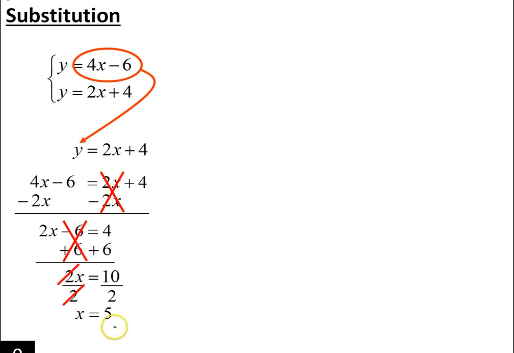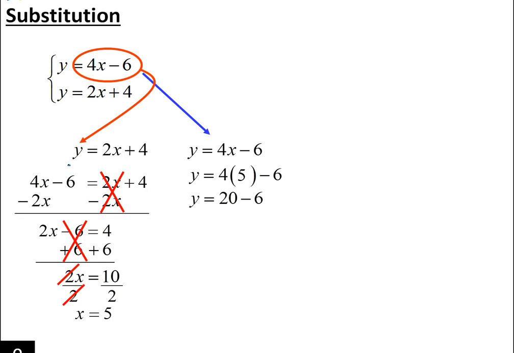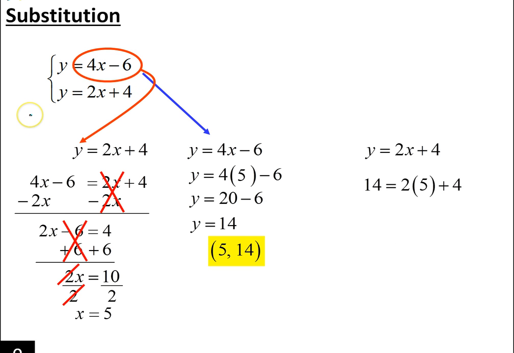So now let's take that 5 and plug it into one of the original equations. Doesn't matter which one. So replace the x with a 5. And so I think the answer is going to be 5, 14. So let's verify it. Since we used the top one to get our answer, we'll use the bottom one to check our answer. And 2 times 5 is 10. And so 14 equals 14. So we got that problem right.